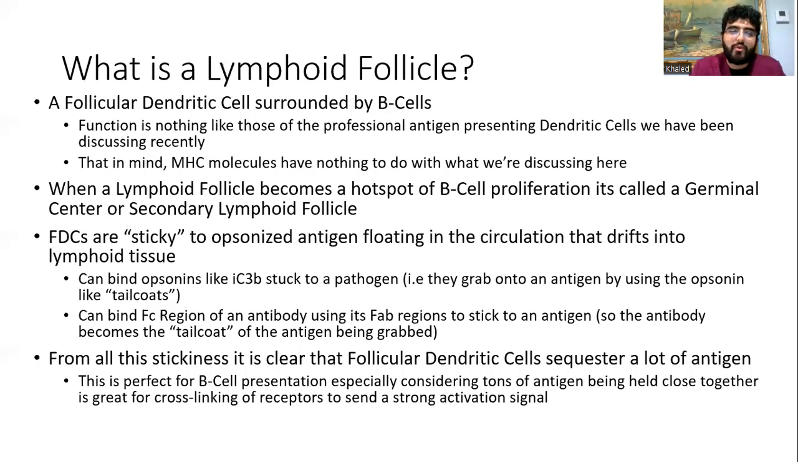So, what is a lymphoid follicle? You're going to hear this term alongside germinal center. They're sometimes used interchangeably. They're not necessarily always the same, but more or less. So, a lymphoid follicle is going to be a follicular dendritic cell surrounded by B cells. Okay. A follicular dendritic cell has very little to do with a dendritic cell. Just because it has dendritic cell in the name, you think, oh, maybe they're related.